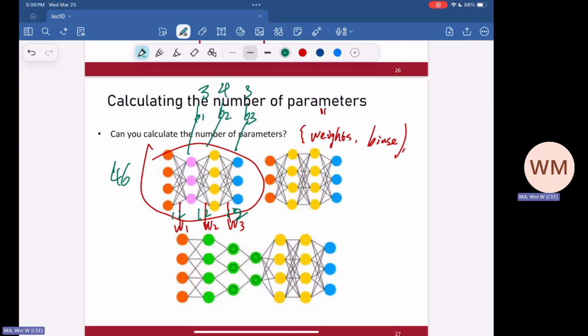Okay. So I think you still remember what is a hyperparameter and what is a parameter. In this neural network, the hyperparameters are the number of neurons, the architecture, the structure, and the parameters are the weights and the bias.